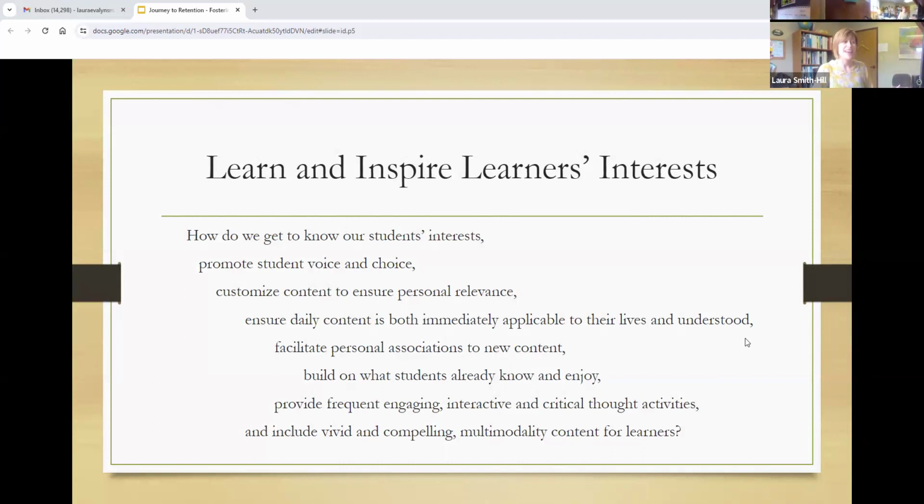That seems like a lot, and hopefully it doesn't make you tired to hear it, but I believe we do all these things. And I invite you to think about what you do that best represents this. What are some examples of what you do already that allow you to learn your students' interests better and also inspire them to maintain that interest?